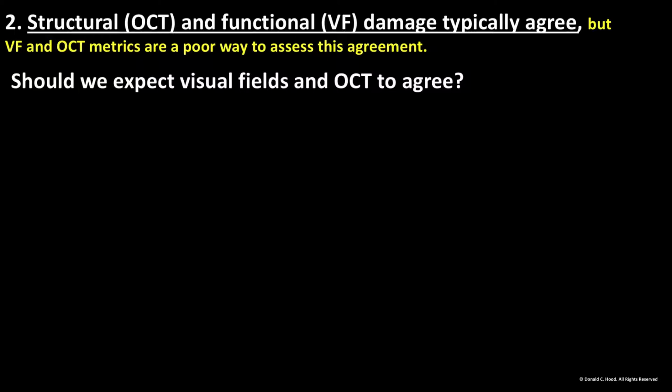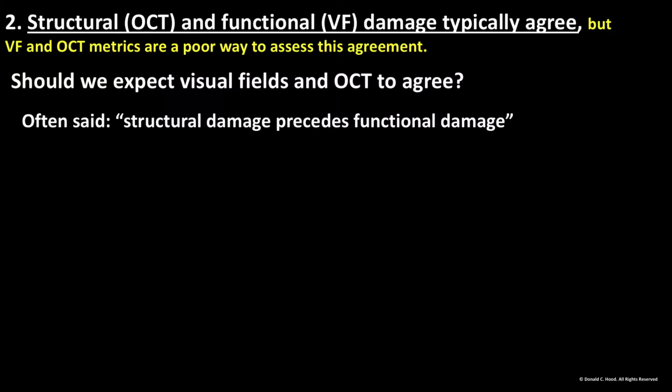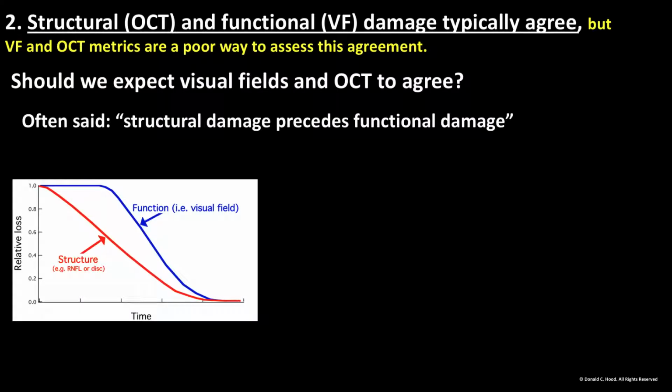So should we expect visual fields and OCT to agree? Well, it's often said structural damage precedes functional damage, so the current wisdom would say no. All right, and let's just look at a plot like this. I'd say I saw this plot at least 6 times at the American Glaucoma Society in 2018, in each case making this point here. So what is this plot meant to show?